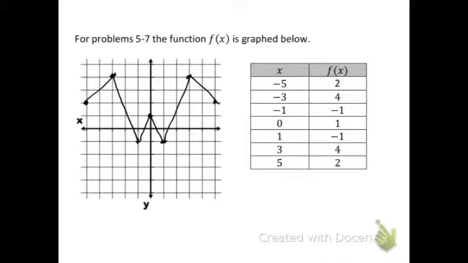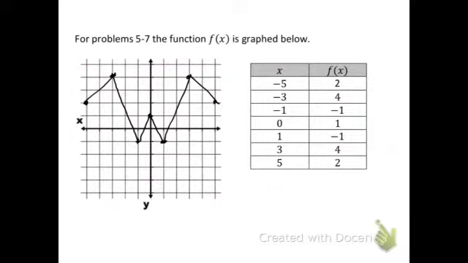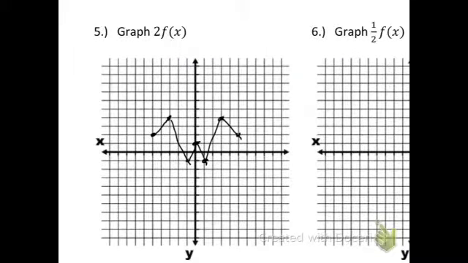Moving on to the next one. On 5 through 7, you're using this function, which comes from these table values. And we're going to do a different transformation. Now I've already put the original on there in black, and so I'm going to put the transformed version in red. In order to do this to f of x, you're going to do 2 times all the function values, so 2 times all the y values. The x values are going to stay the same, the y values will become doubled.